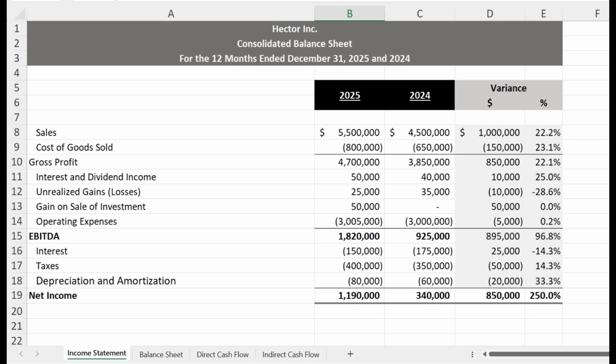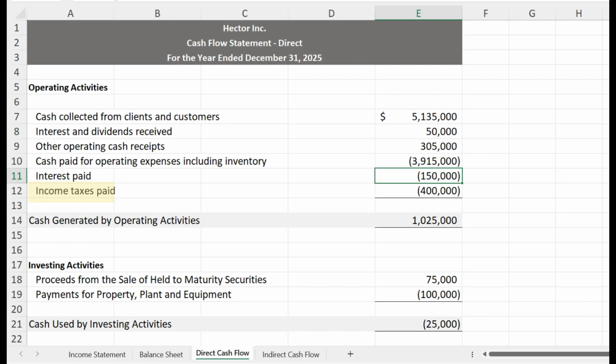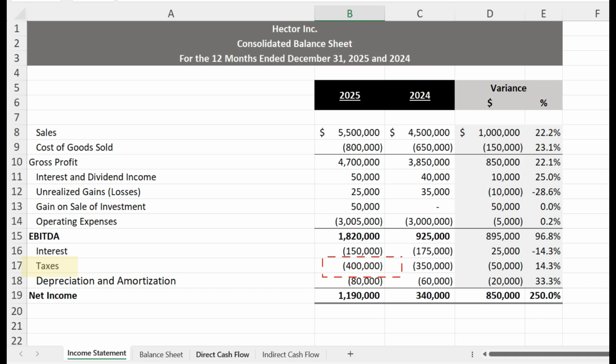So I'm just going to grab it from the income statement. That's going to be my cash outflows related to interest. And our last item in operating is going to be income taxes. And we're making the same assumption here. No income taxes have been accrued. And I'm just going to grab that number straight from the income statement. I actually paid all those taxes in 2025.